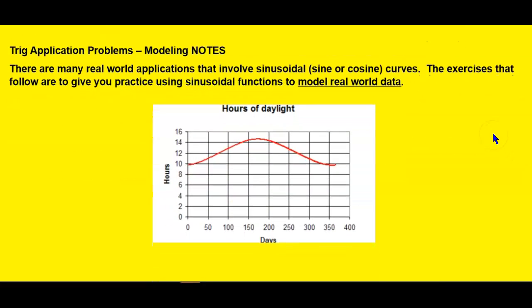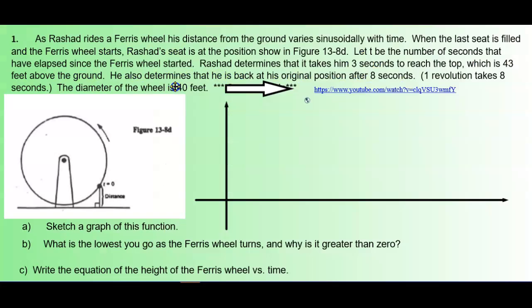Most often, I would say it's easiest to use the cosine version, because with cosine, they're almost always going to tell you where the maximums and minimums occur. So that would help you to write an equation for real world data. I'm going to give you the story today, not even the graph. You're going to have to write the equation and draw the graph too.